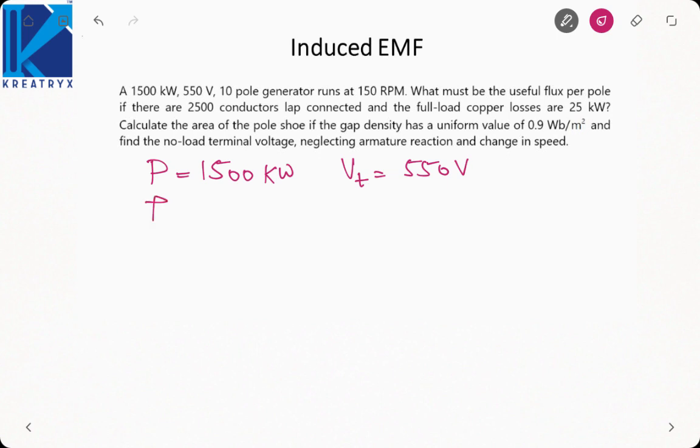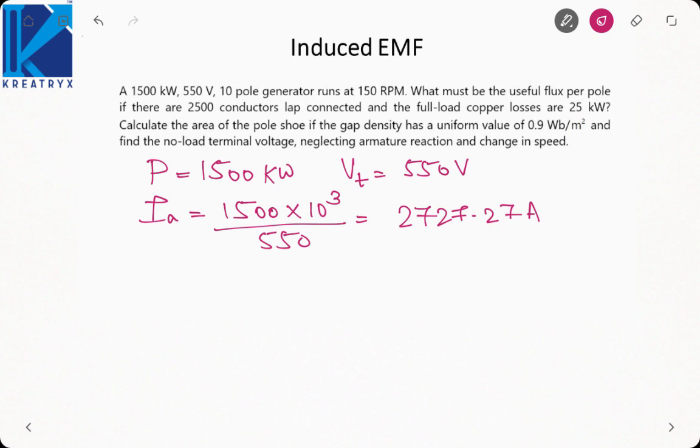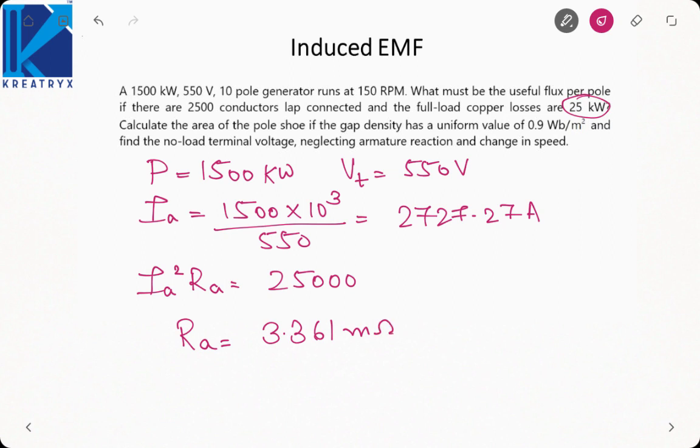Based on that, what can I find? Armature current: 1500 into 10 to the power 3 by 550. How much will it come out to be? 2727.27 ampere. Okay. Now I also know the full load copper loss. I know copper loss is equal to Ia square Ra, which means Ra will come out to be how much from this equation? 3.361 milliohm. Okay.